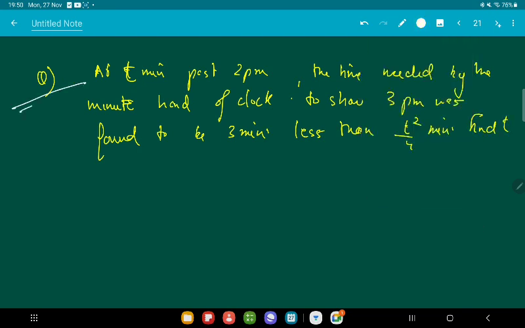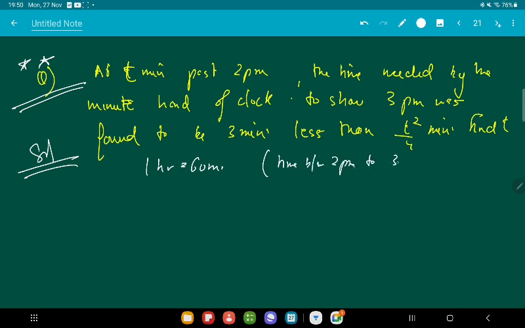It's a very beautiful question, a very important one. Do make a star on this. These are high order thinking skills. Now we know that the time between 2 p.m. to 3 p.m. is 1 hour, which is 60 minutes.